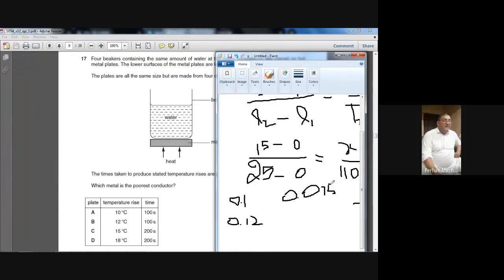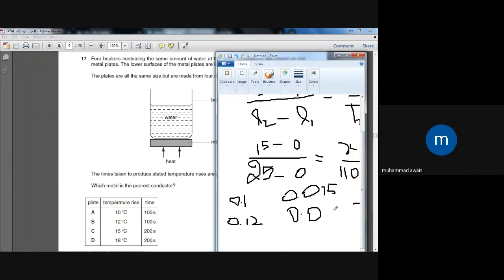It's very difficult to write. And the D option? 0.09. So which one is the smallest? C part. Its rate of increase of temperature is lowest, so it means it's the poorest conductor. You understand? Yes, sir. Okay.